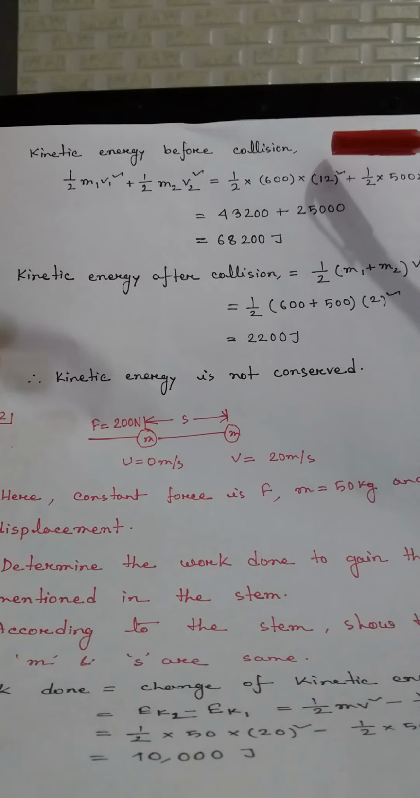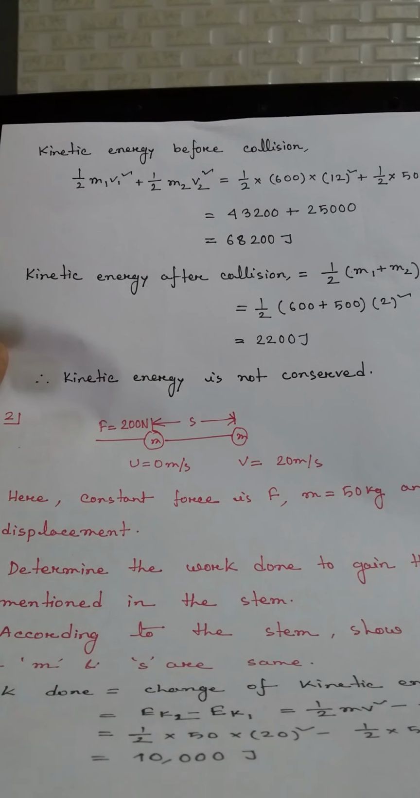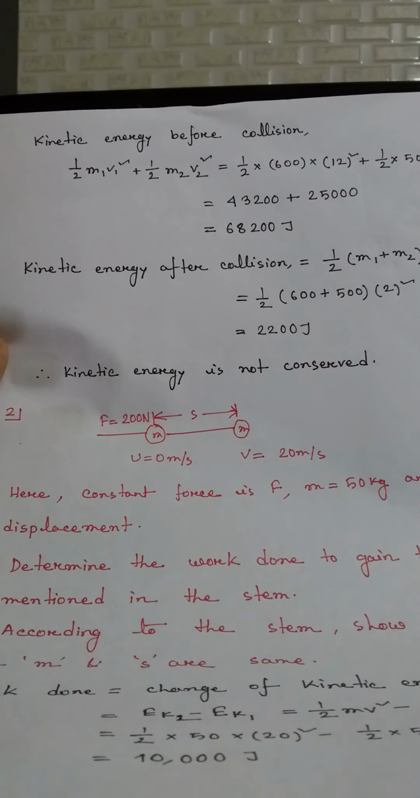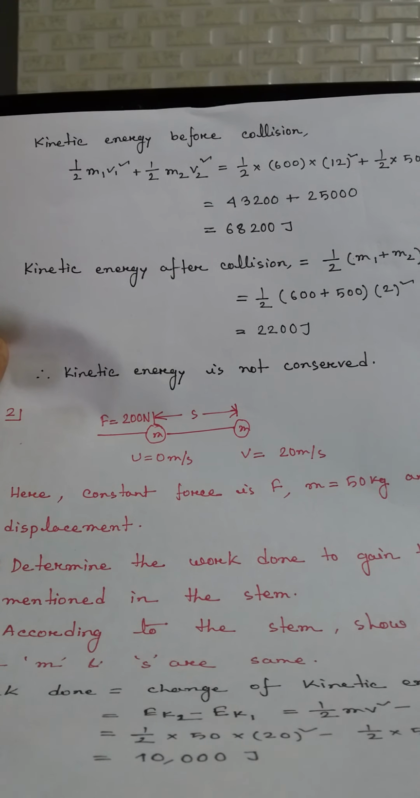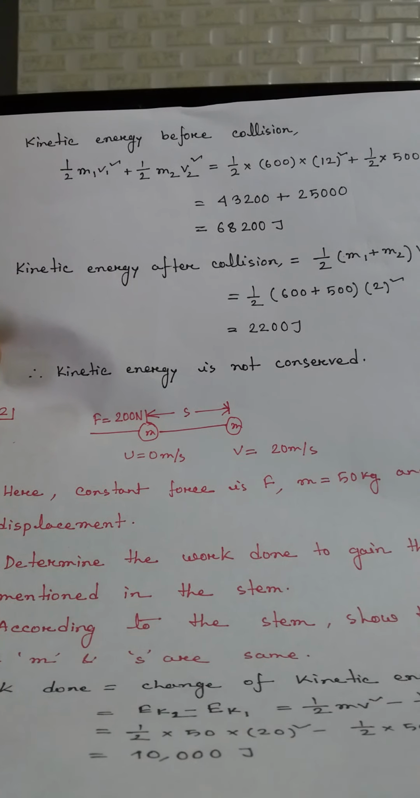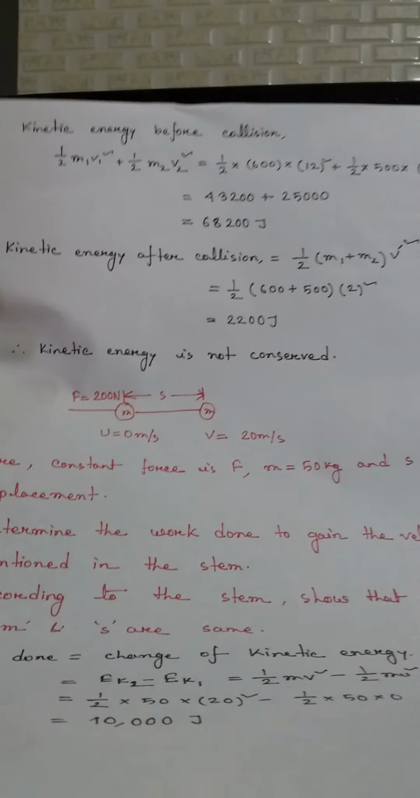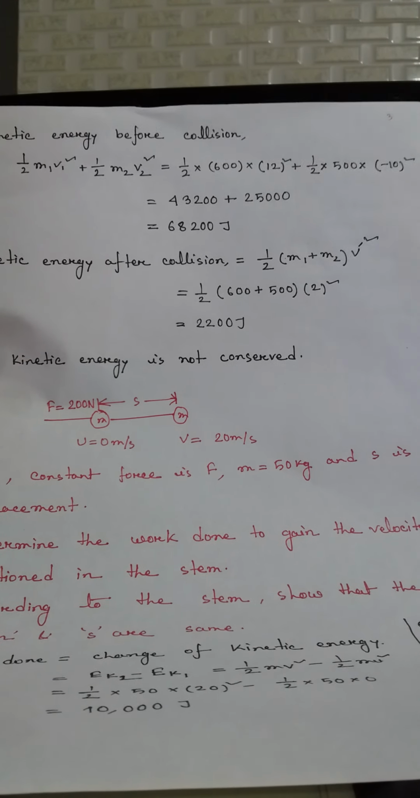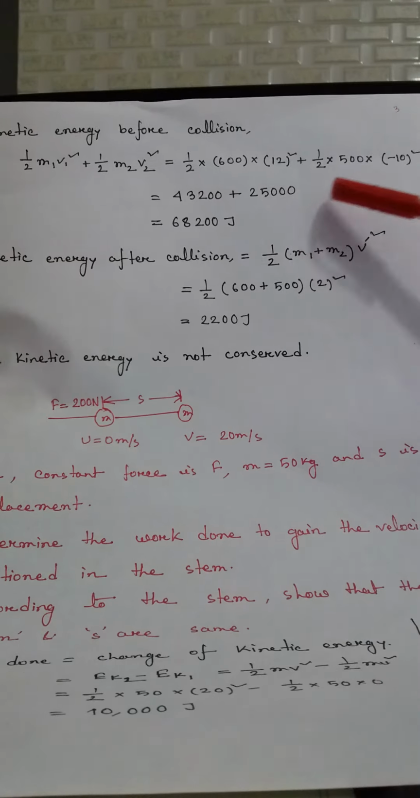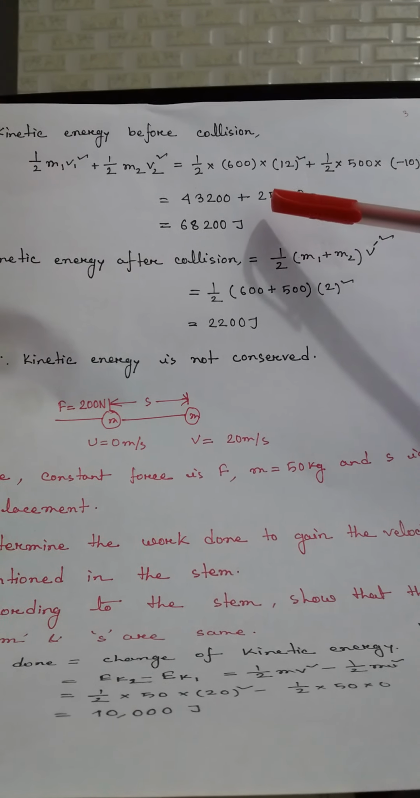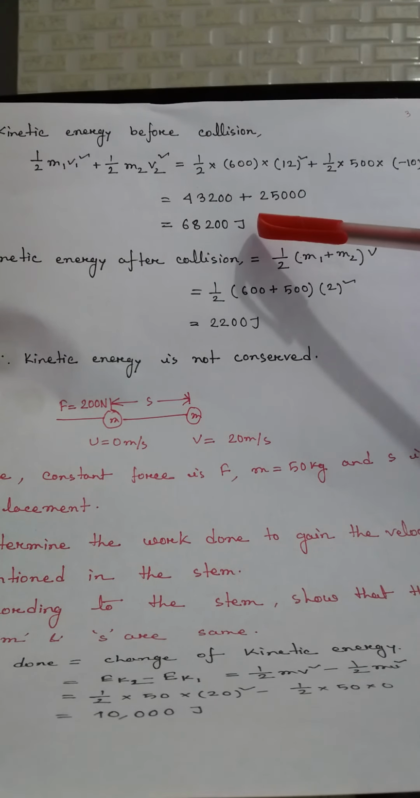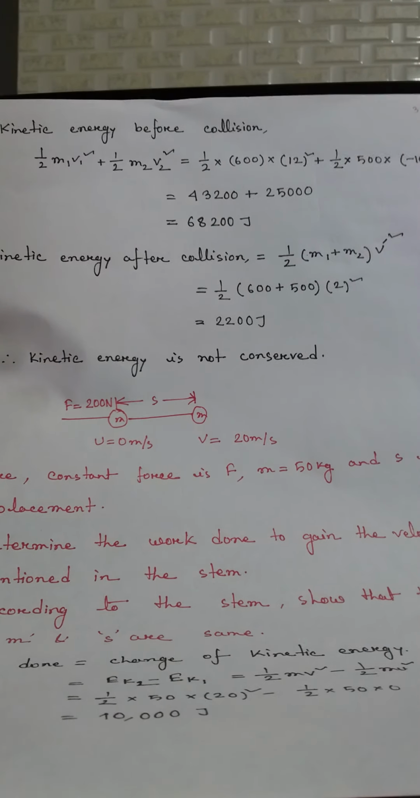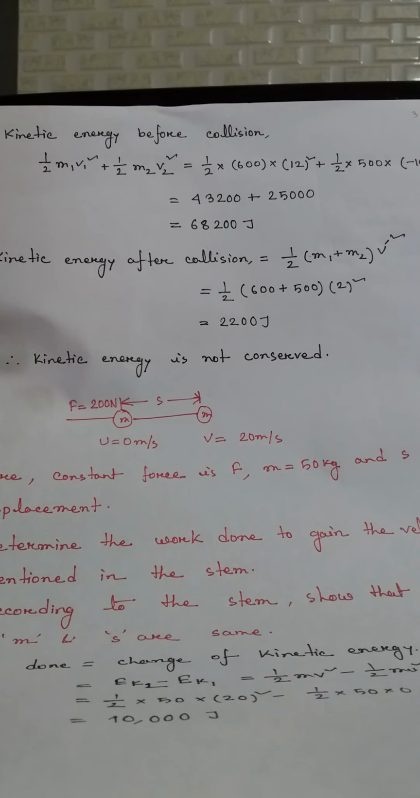So the total kinetic energy before collision, we have to apply this equation to prove this: half m1v1 squared plus half m2v2 squared. If we just substitute the values here, we will get the total kinetic energy before collision as 68,200 joule.